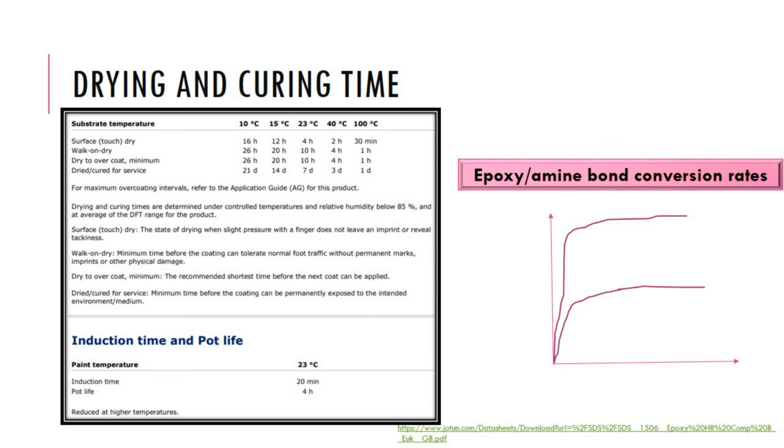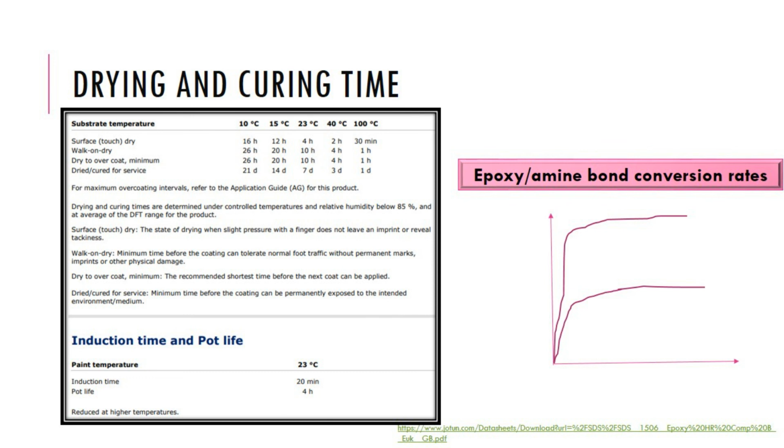If you are talking about an area where the temperature is really low, 10 degrees Celsius, then to actually put the component into operation you have to wait for 21 days. If the temperature is really high, or the component is in operation, you cannot dismantle it and it is heated to a high temperature due to the operational parameters, then the dried or cured for service parameter is just 1 day.